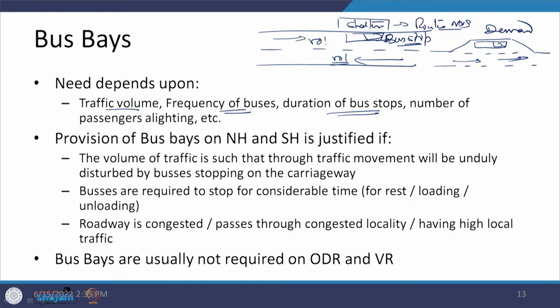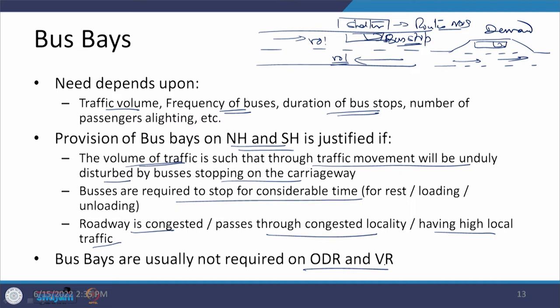Now, when we look at the national highways and state highways, the provision of the bus bay is justified if there is a volume of traffic such that the through traffic movements are going to be disturbed because of the stopping of the buses on the carriageway, or the buses are going to stop for considerable time periods, or the roadway is congested, or it passes through a congested locality, or it is having high local traffic. In all of such conditions, if that NH and SH is there, then we should go for a bus bay design. But usually in the case of ODRs and VRs, the bus bays are not provided, and we can go back to the reasons which have been written here at the top and we have discussed about it.